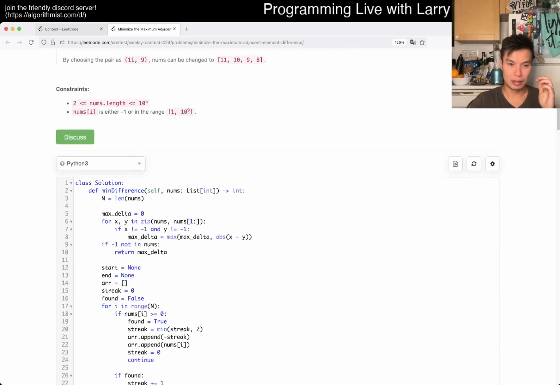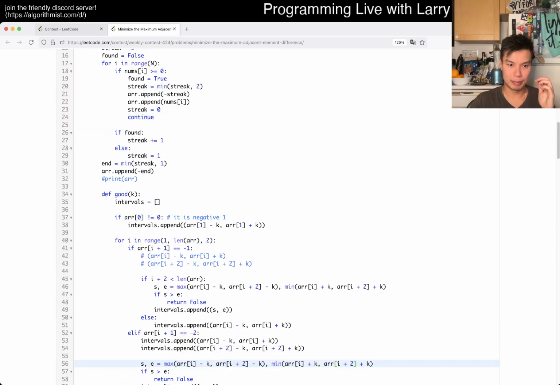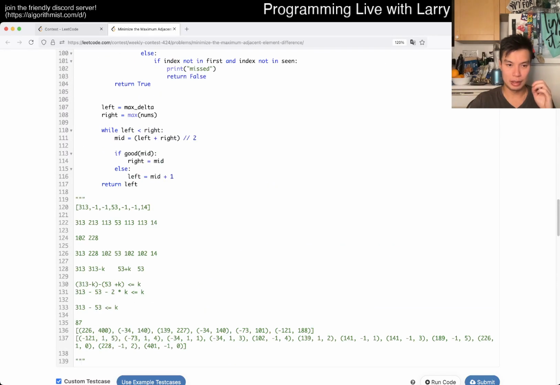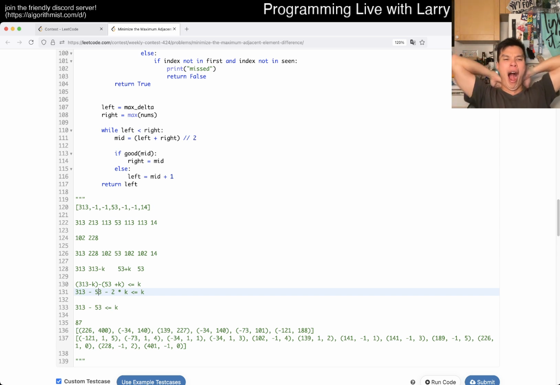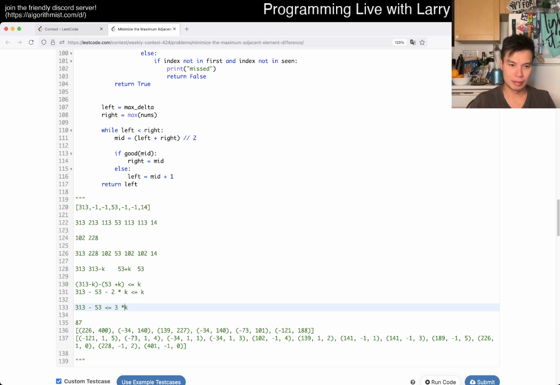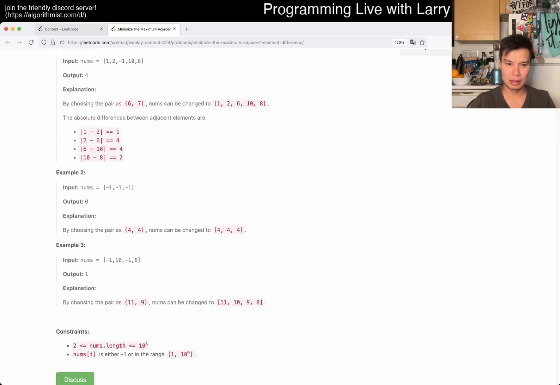Okay, so let's say you have, where is it? 313. Right? Oh, also I suck. This is 3 times k. Right? So we just have to make sure that this math works. Is that true?